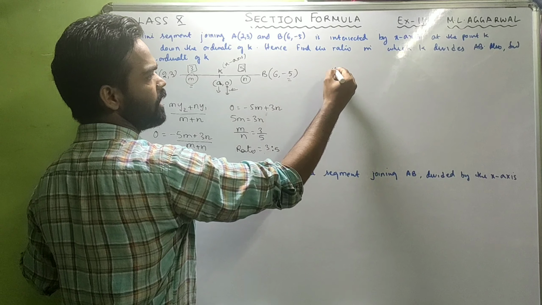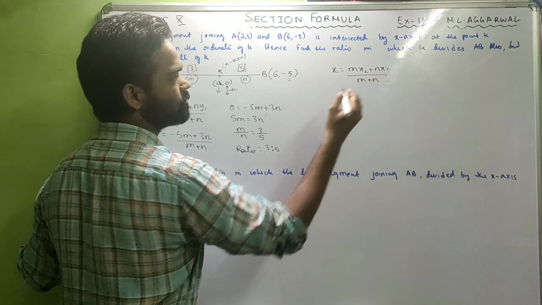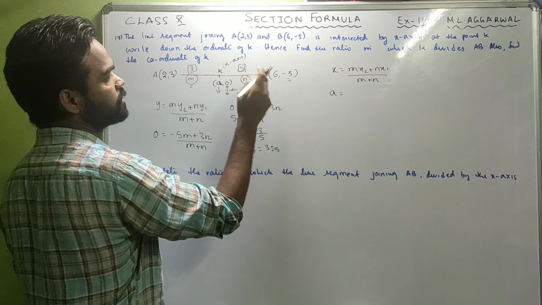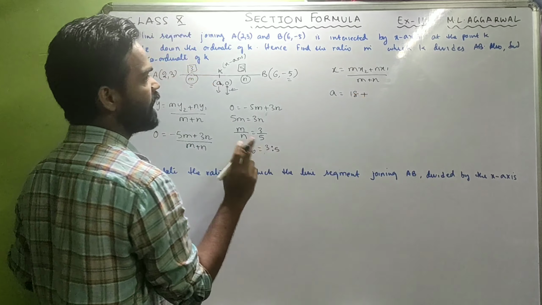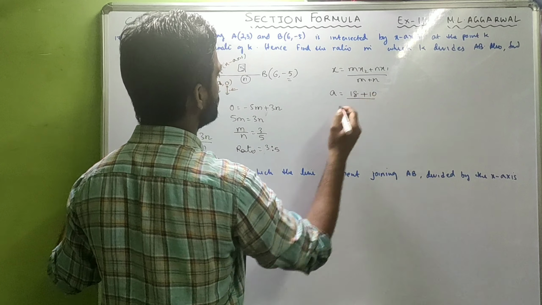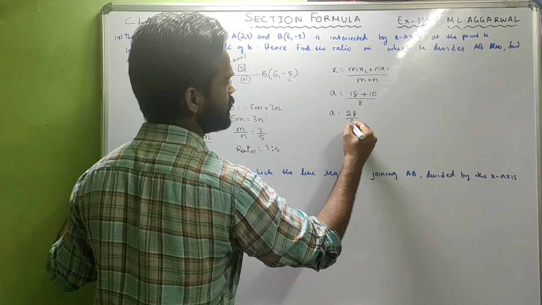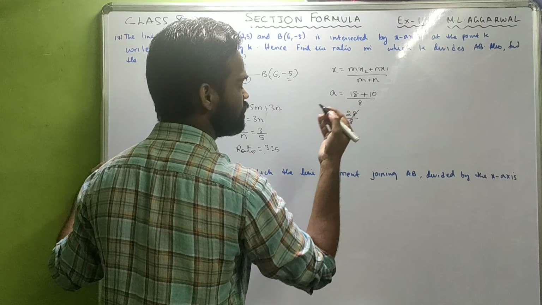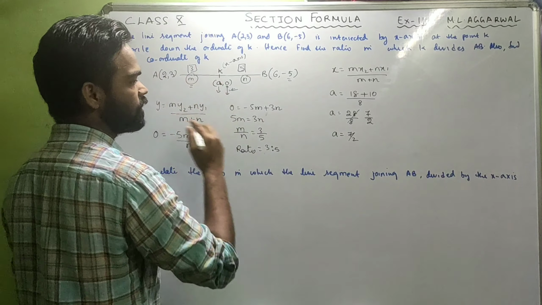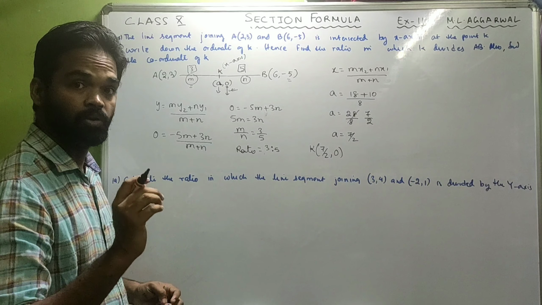Done. Now find the value of A. We know x is what? mx2 plus nx1 by m plus n. x is what? A, the unknown quantity. mx2, which means 3 multiplied by 6, that's 18, plus nx1, that's 5 multiplied by 2, that's 10, by m plus n, that's 5 plus 3, that's 8. So A is 28 by 8, isn't it? This is 4 7 times, 4 2 times, which means A is 7 by 2, which means the coordinate of K will be 7 by 2 comma 0. Done. Now look at sum number 19.